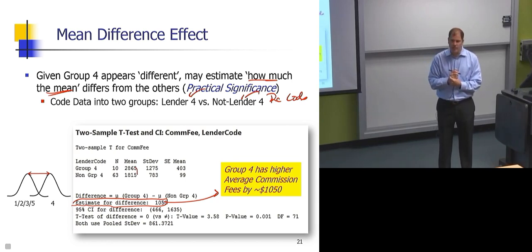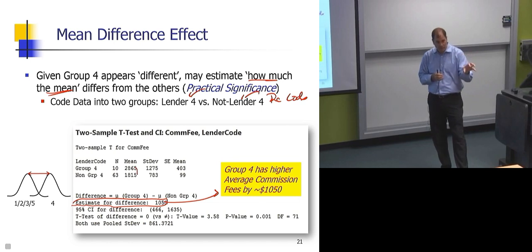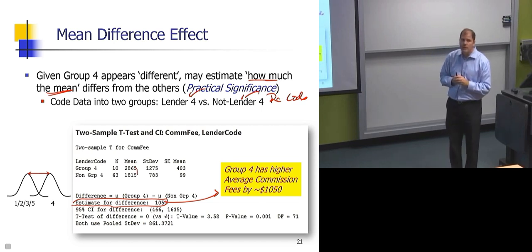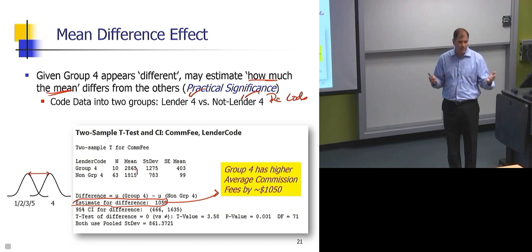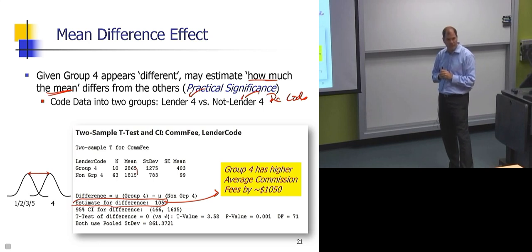Now you got to follow the logic a little bit. If you tell me that groups 1, 2, 3, and 5 are all the same, I'm just going to group them all together. That's just more samples to get a better estimate of the average. Let me compare that to lender 4 to do that. In this case, we have a p-value of 0.001, which is what we'd expect. And the 95% confidence interval of difference is interesting.